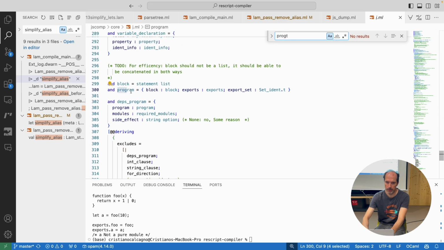Yeah, this is the entry block. There is a list of blocks, some exports. So that's the unit at which it operates, yeah.